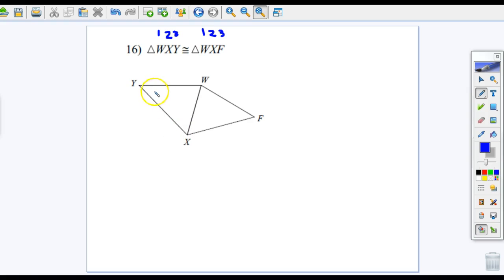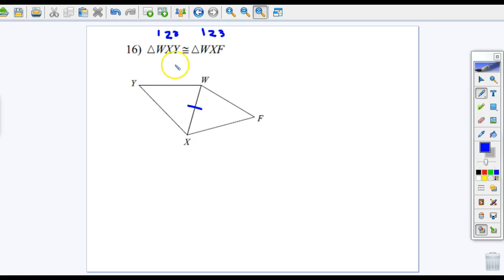So what do you notice about these two triangles? What about this line segment here? They both have line segment WX, don't they? So because they share a line segment, it's going to be congruent because it's the same exact line segment. So whenever you see something like this, you know you're automatically going to give that a shared 1. Okay? Just wanted to throw that out there.